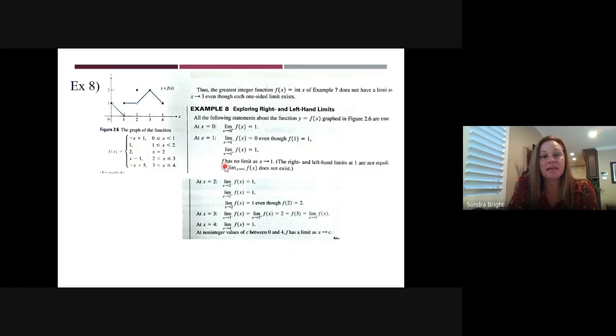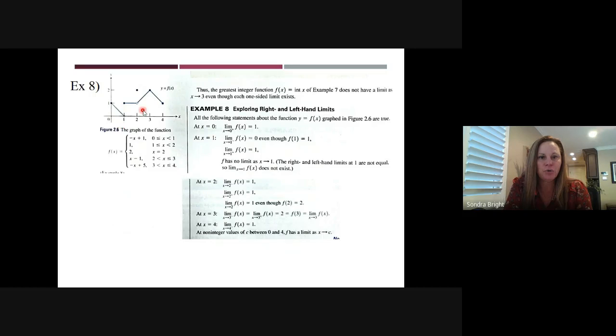Now, because the left and right hand limits are different at x equals 1, then we say the limit does not exist as just x approaches 1. So f has no limit as x approaches 1 because the right hand and left hand limits at 1 are not equal. So we say that the limit as just x approaches 1 does not exist.